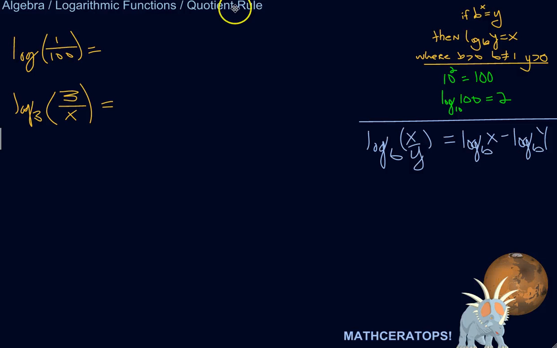Alright, so let's check out the quotient rule for log functions. And that says if you got a log of some base of x divided by y, some kind of quotient, that's equivalent to saying log of that base of x minus the log of that same base of y. And so knowing this relationship can help you simplify problems when you're solving logarithmic equations, for example.